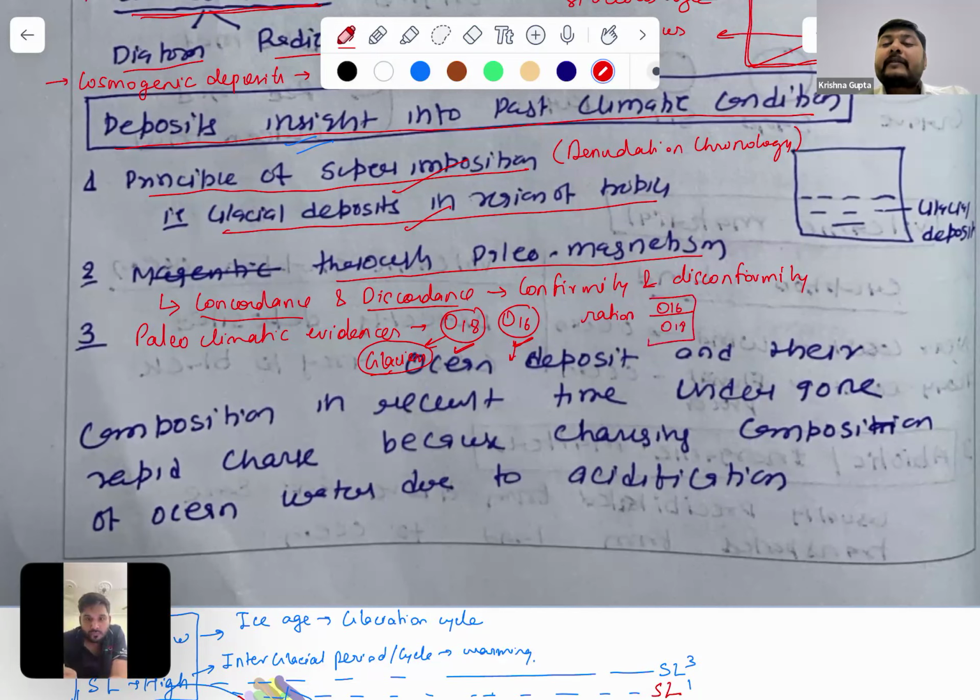So this also gives us an insight. We are taking this from the rocks and the sediment. It gives us the insight of what the climate of that particular region was. So this is also giving us certain climatic evidences of the oceanic deposits of that particular time period. Okay, so this is O16 and O18.